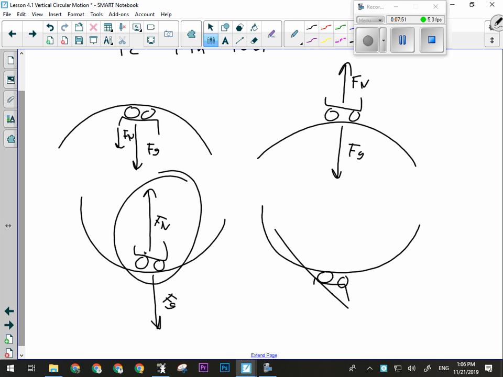That's why we don't deal with that situation, because if this was just a hill and not a track or something like that, you'd just fall off. You can't really go under the bottom of a vertical circle.